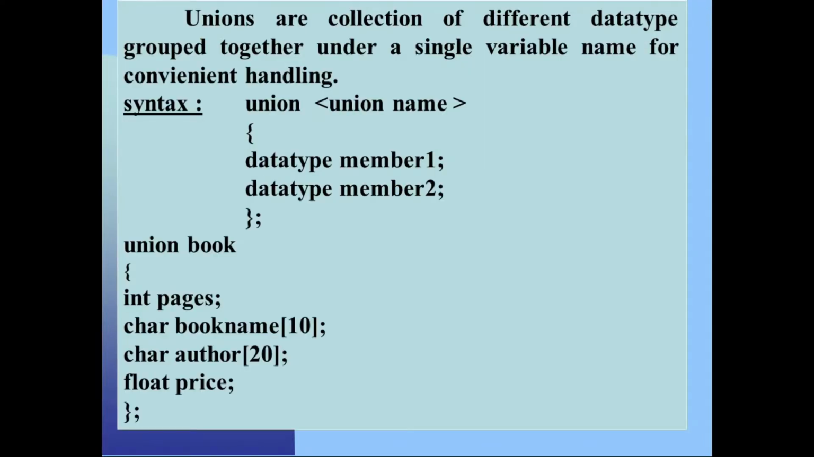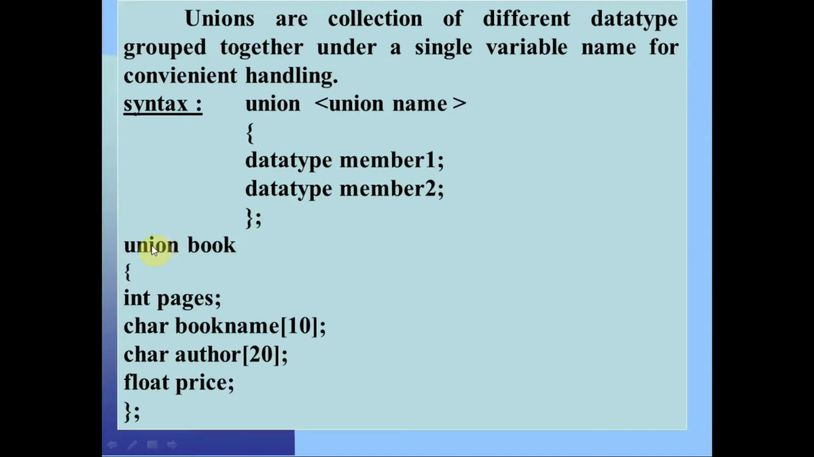So what is a union? Unions are a collection of different data types grouped together under a single variable name for convenient handling. Syntax: union name, then its data members. We are using different kinds of data members. Here we are also using a structure variable.